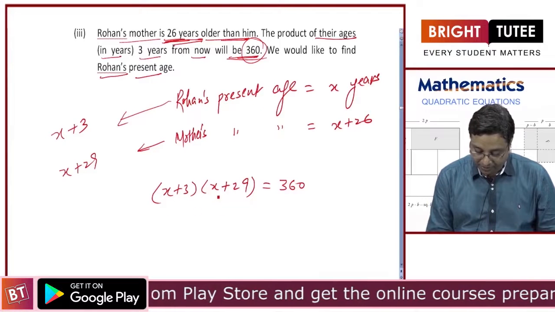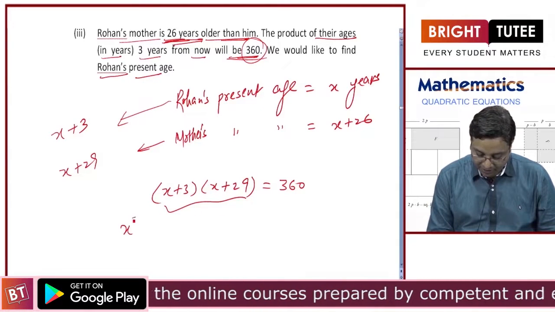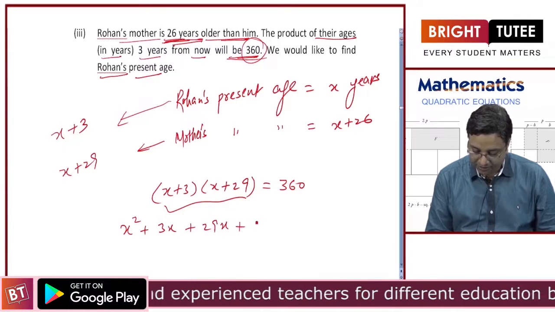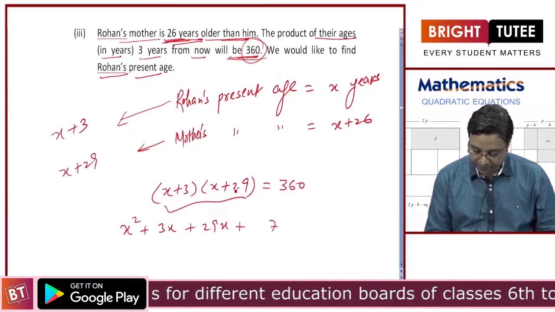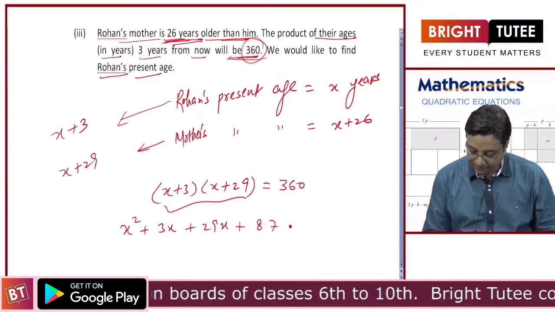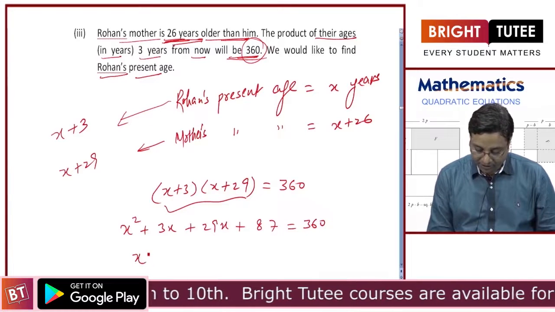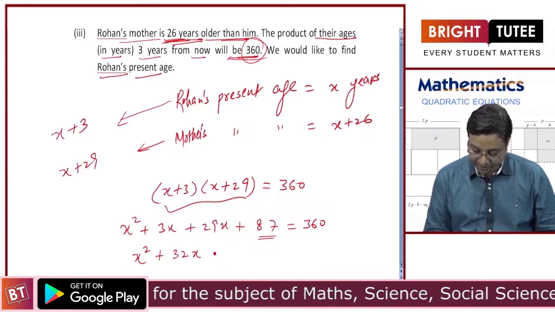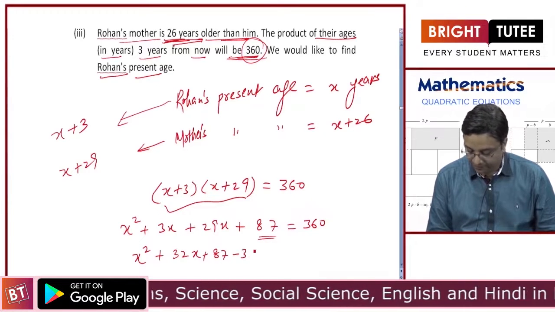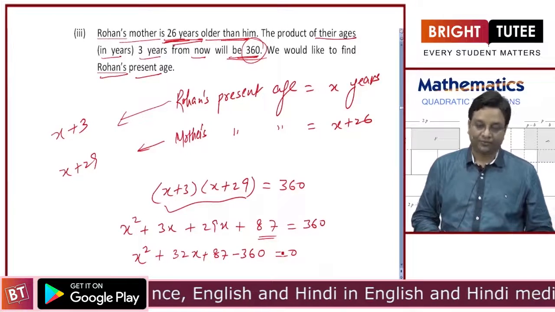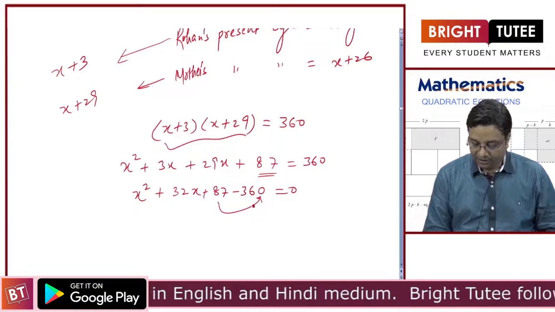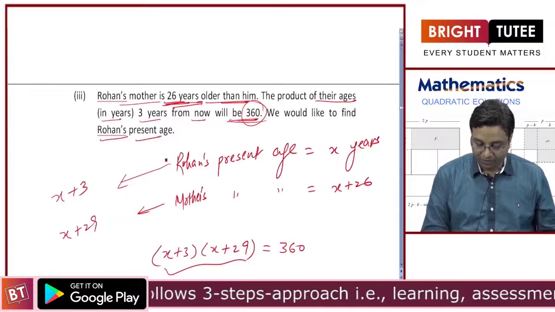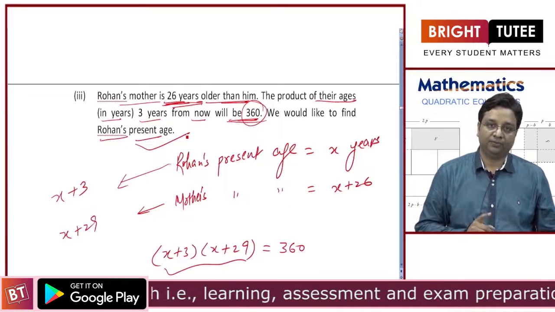So now the representation will be, when we multiply these two brackets, x square plus 3x plus 29x plus 29 into 3 is 87 equal to 360. So it will give me x square plus 32x plus 87 minus 360 equal to 0. So you can calculate 360 minus 87 here, and then this is the representation of this problem in quadratic equation form, right?